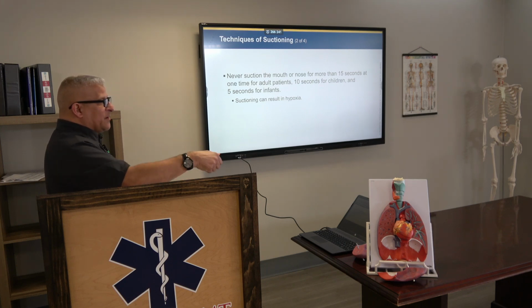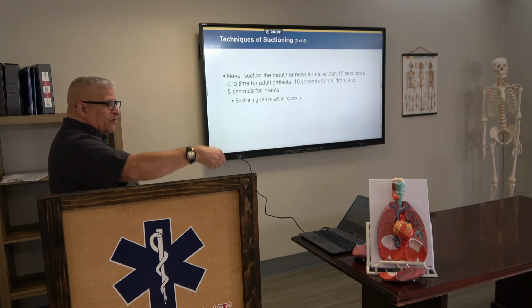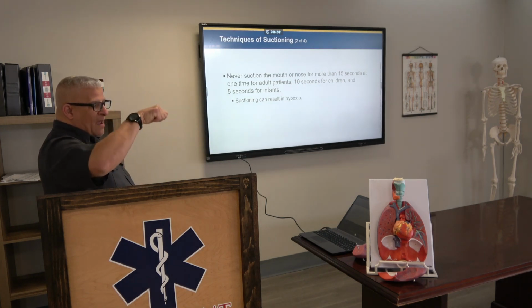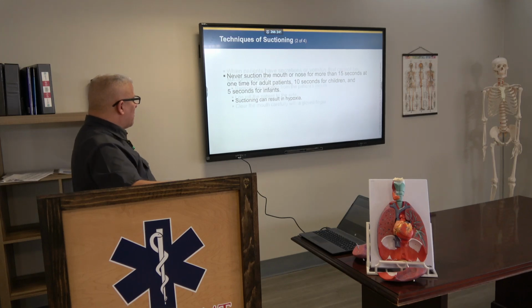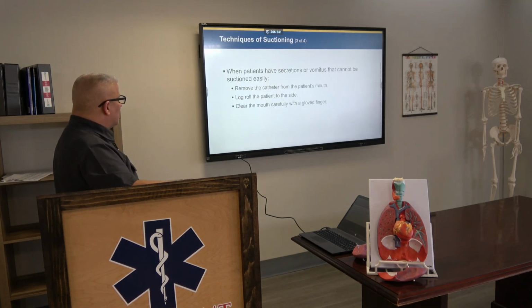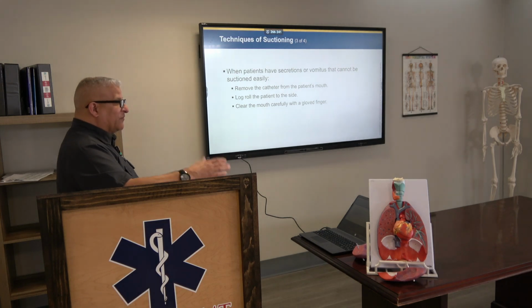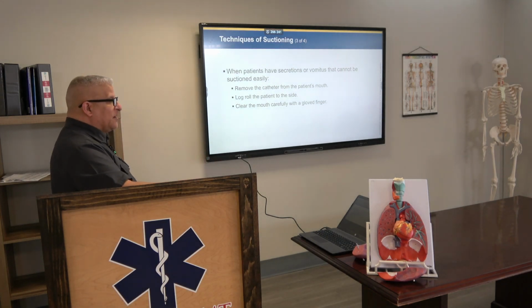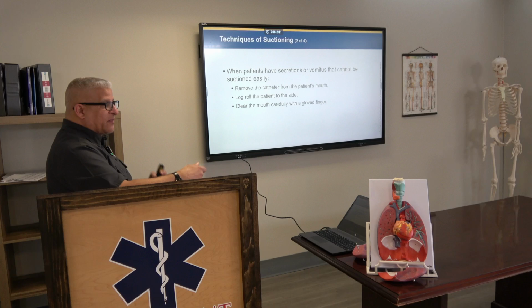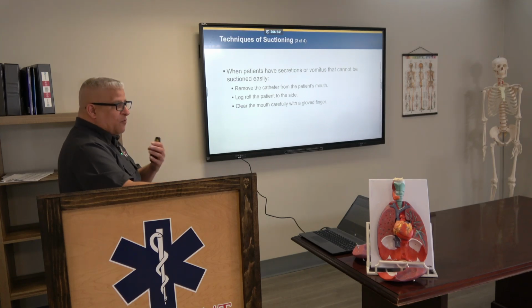So we're going to go in, apply suction, turn in a circular motion, and work our way back out of the airway, clearing all the debris. So remove the catheter, log roll the patient to the side, and clear the mouth carefully if they are vomiting heavily. If we suspect no C-spine injury and they are vomiting heavily, you can suction the airway and also turn them on their side so that the vomit and the heavy blood flow will flow out as we're doing suction.